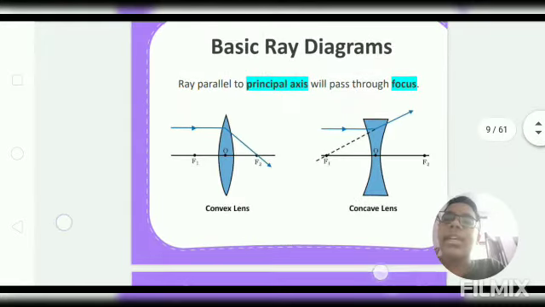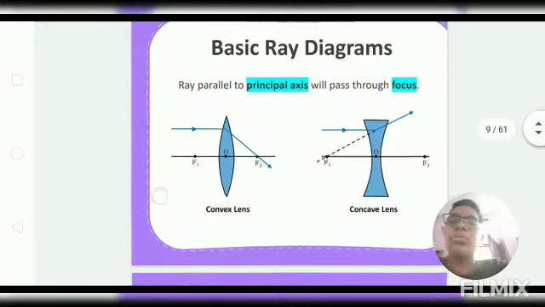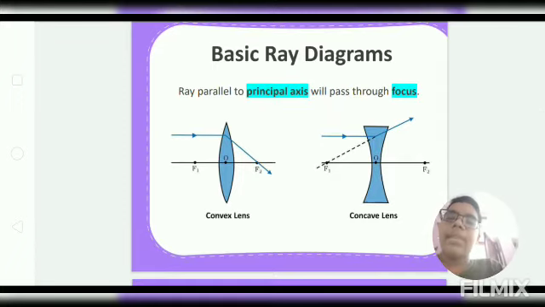You can observe in the given diagram, when a ray is coming to the principal axis, here the principal axis is a line in the black color and the ray is in blue color. When a ray is coming parallel to the principal axis, when it touches the lens, it passes to the focus. In convex, you can observe that it is coming parallel and passing to the focus F2. In concave, it is coming parallel. It is dispersing away. When we deviate it back, it passes through the focus 1.